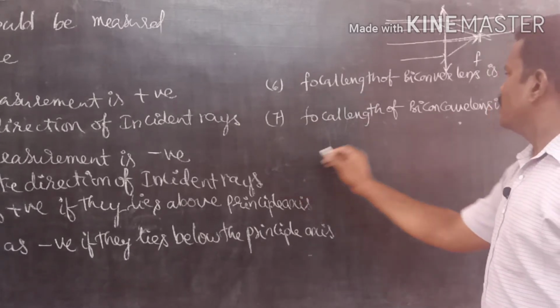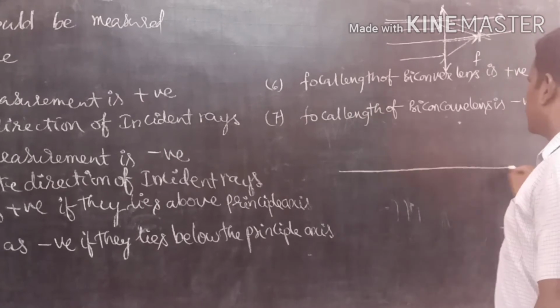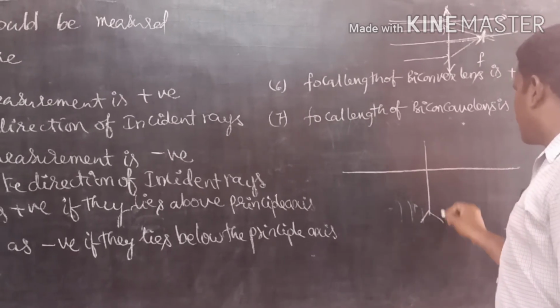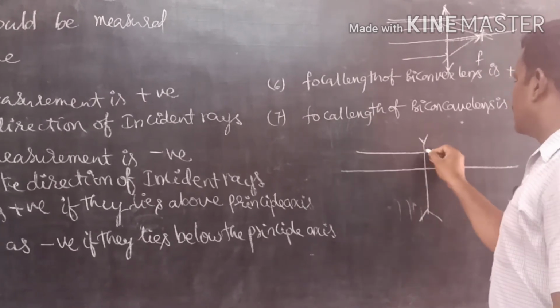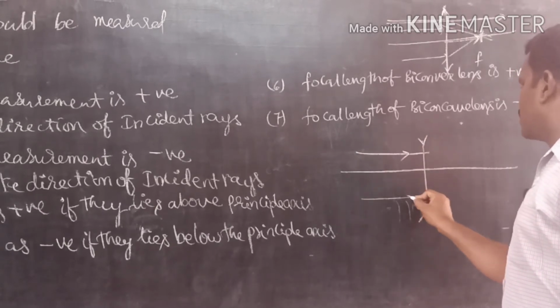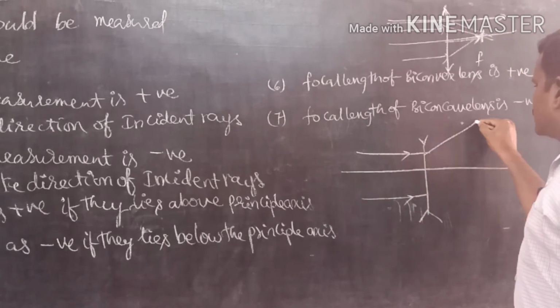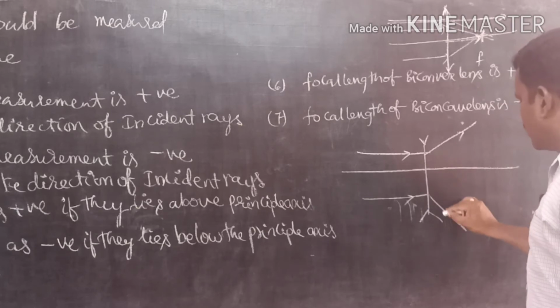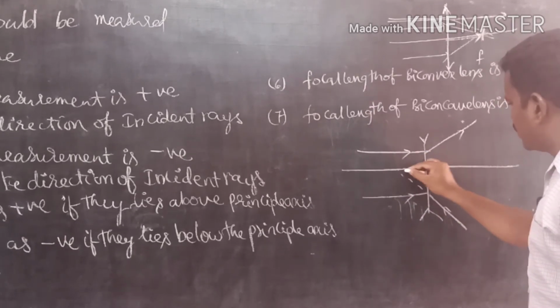Then comes the focal length of a biconcave lens. In the case of a biconcave lens, let us consider the light rays traveling parallel to each other. They undergo the process of divergence, but they appear to be coming from a point.